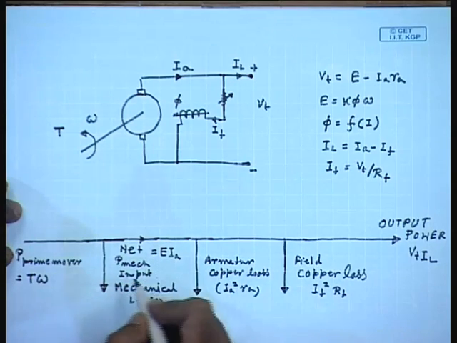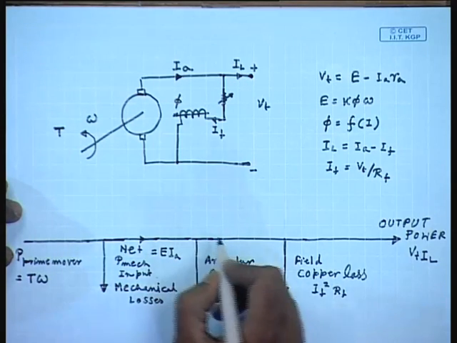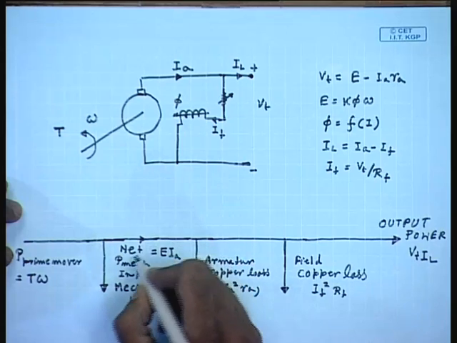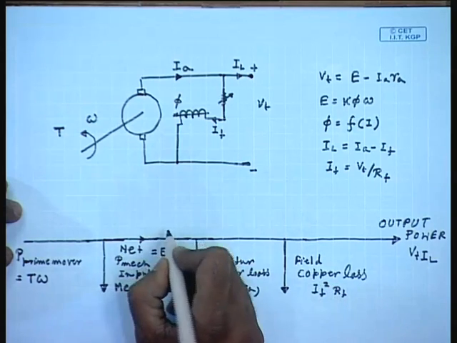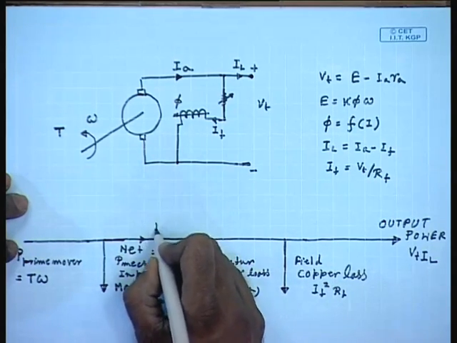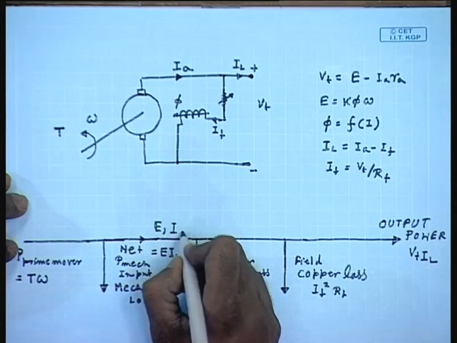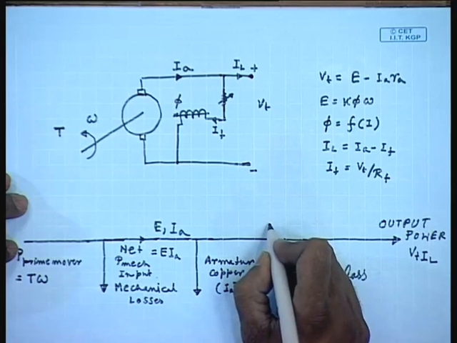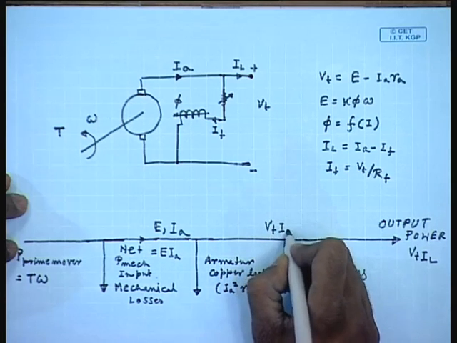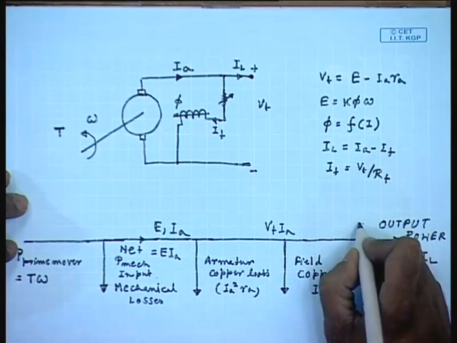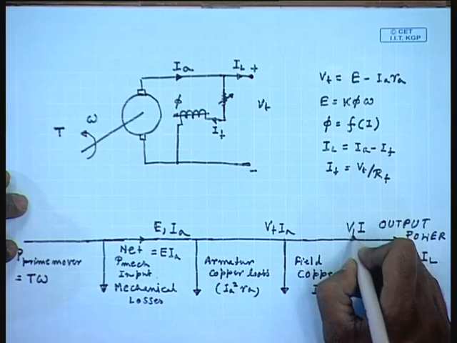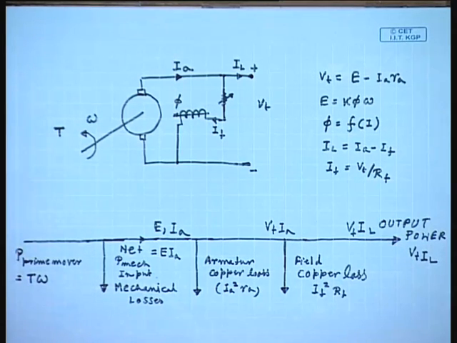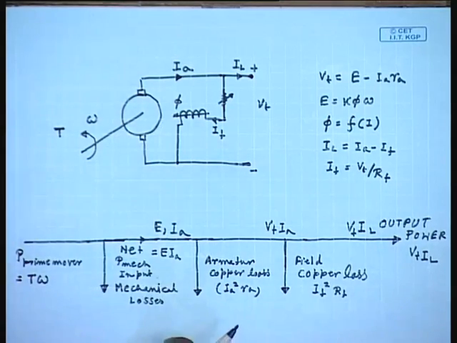So, the voltage induced is E, current Ia. Here the voltage is Vt, Ia, and here the voltage and current is Vt, IL. So, this is how the power flow picture will look like when this is operating as a generator.